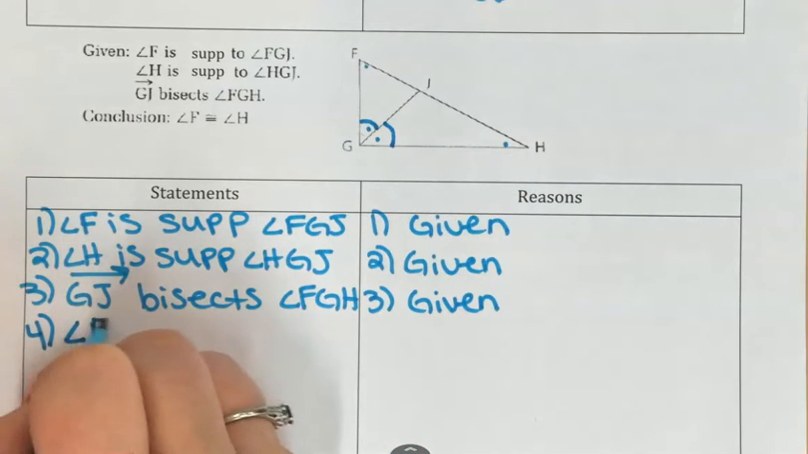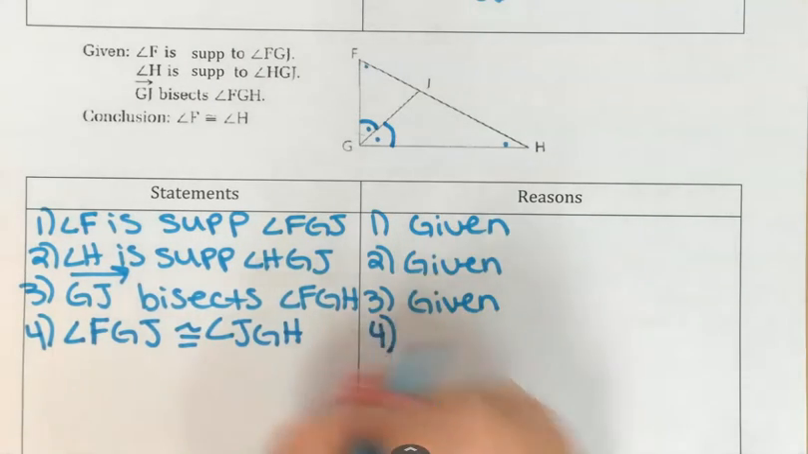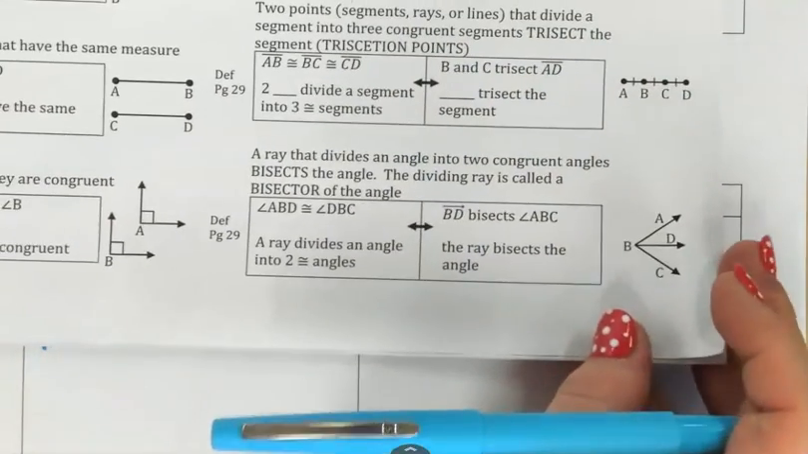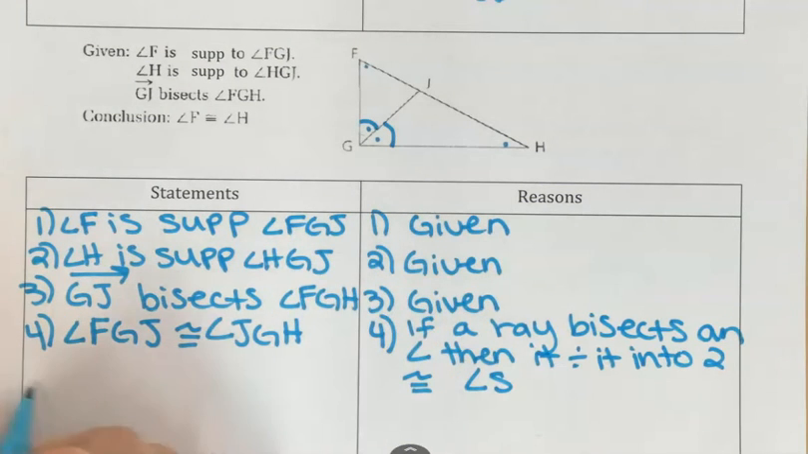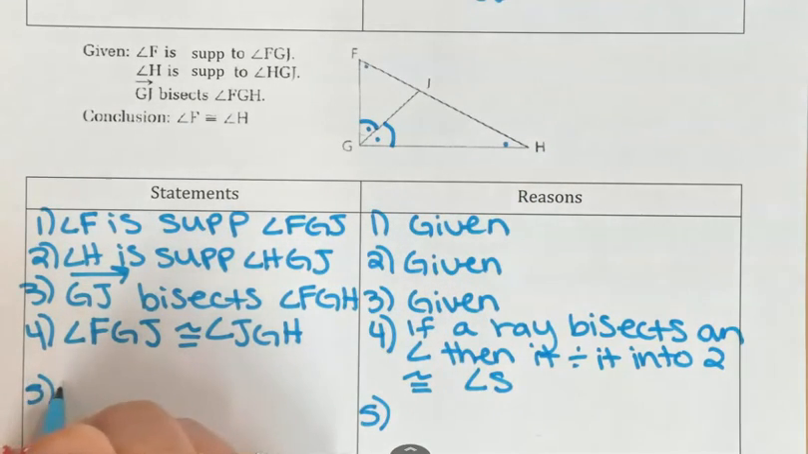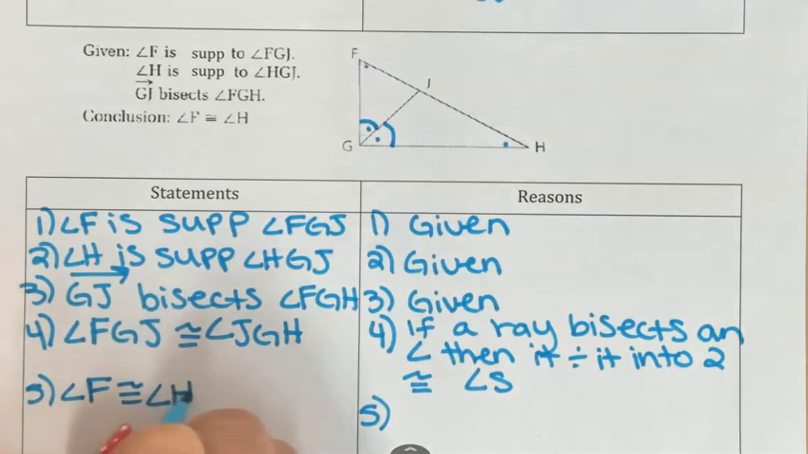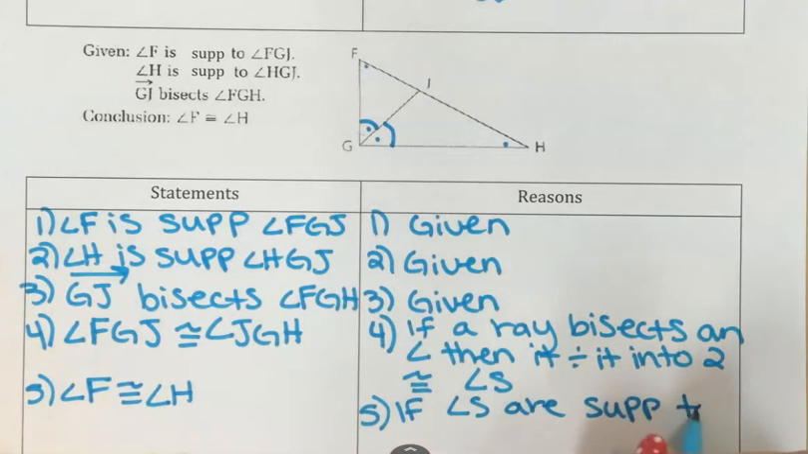So I can conclude that angle FGJ is congruent to angle JGH, and my reason, again, if you don't remember off the top of your head, you can look in your dominoes where we bisect an angle. If a ray bisects an angle, then it divides it into two congruent angles. I'm going to pause while I write that. You need to pause to get that down. That's perfectly fine. But what we now have is a pair of congruent angles, two pairs of supplementary angles. So this is going to be my supplementary theorem that involves four angles to say that angle F is congruent to angle H, because if angles are supplementary to congruent angles, then they are congruent.